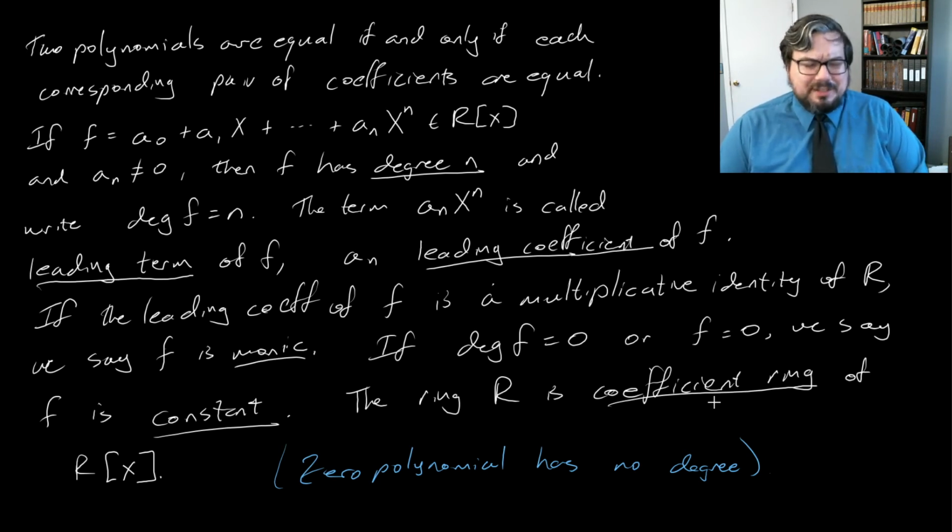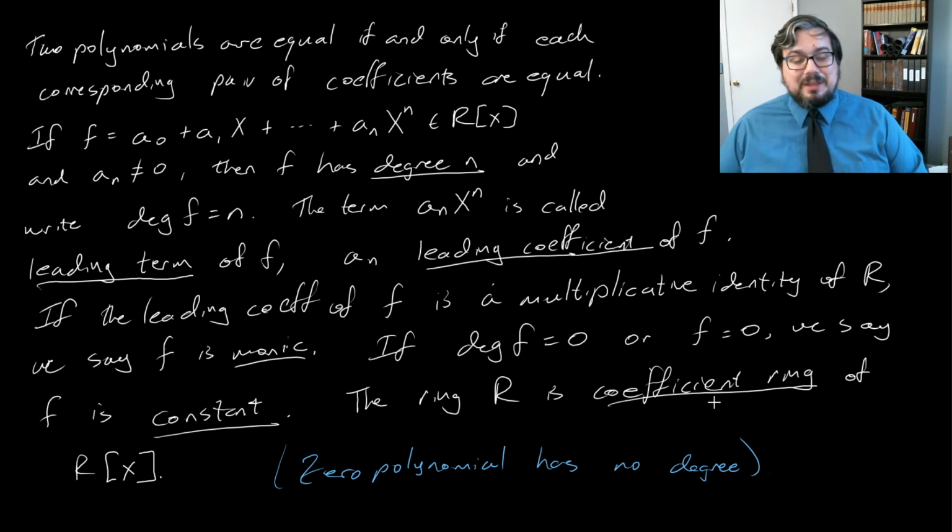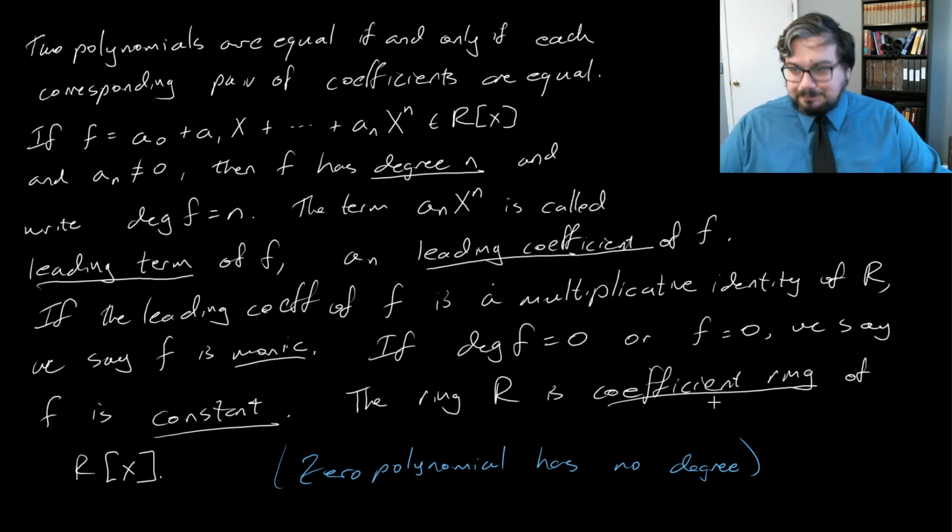The zero polynomial is special, just like the zero element of any ring is special, because when you multiply by anything, you just get 0 back. It annihilates anything it multiplies by. So we're going to go ahead and leave the zero polynomial as sort of special. We don't assign it any sort of degree.